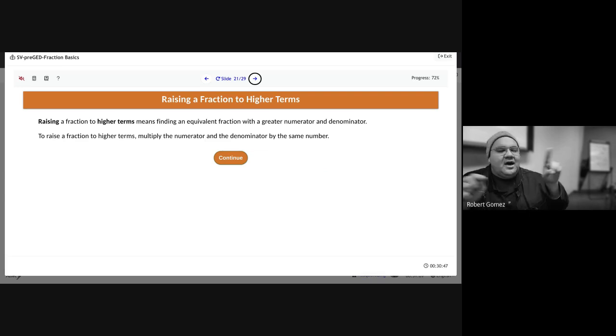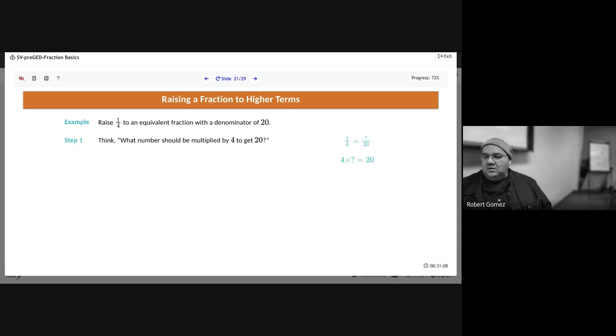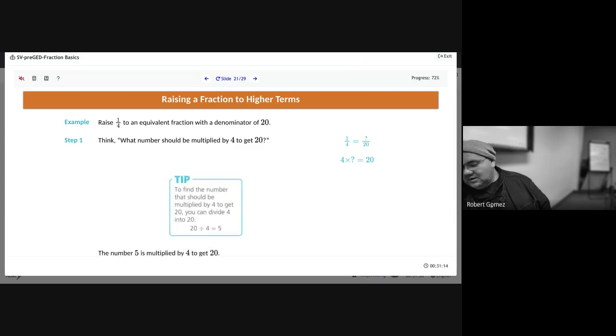Think about that ice tray again. Same size ice tray, but now we're adding more sections to it. So to raise a fraction, we have to multiply by the same number. To bring it down, we have to divide. To bring it up, we have to multiply. Okay, so here it's the same thing. We raise 1/4 to an equivalent fraction with a denominator of 20.